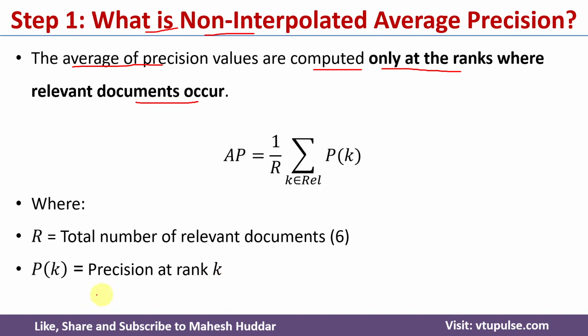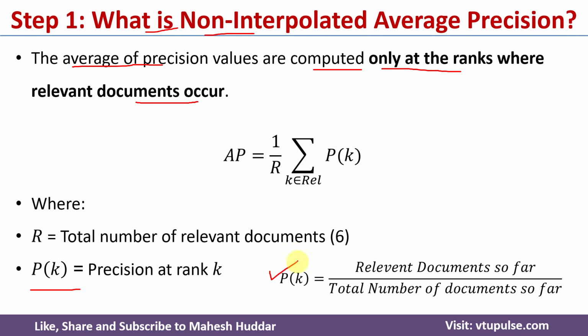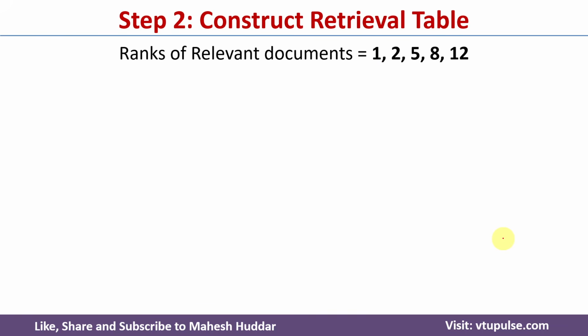Now the question is how to find the Pk. To find the Pk, we need to use this formula, that is Pk is equal to relevant documents so far divided by total number of documents so far. So in the second step, we will construct a retrieval table.